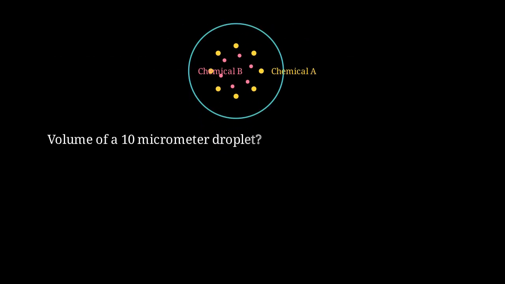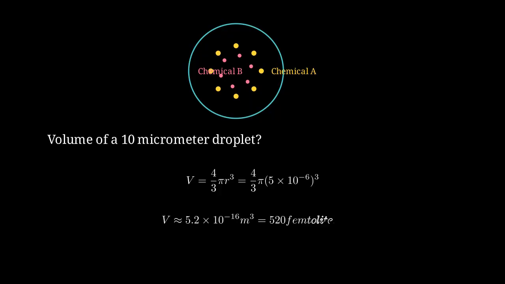Let's calculate. What's the volume of a 10 micrometer diameter droplet? Using the sphere volume formula, we get 4/3 pi times r cubed, where r is 5 times 10 to the -6 meters. This gives us approximately 5.2 times 10 to the -16 cubic meters, or 520 femtoliters, an incredibly tiny volume. Here's where it gets exciting.